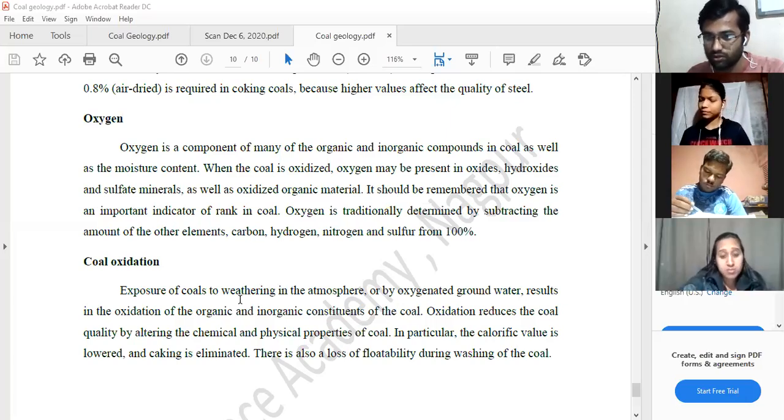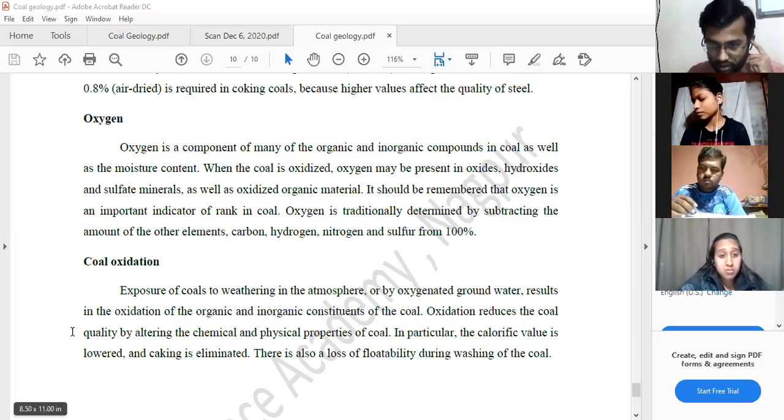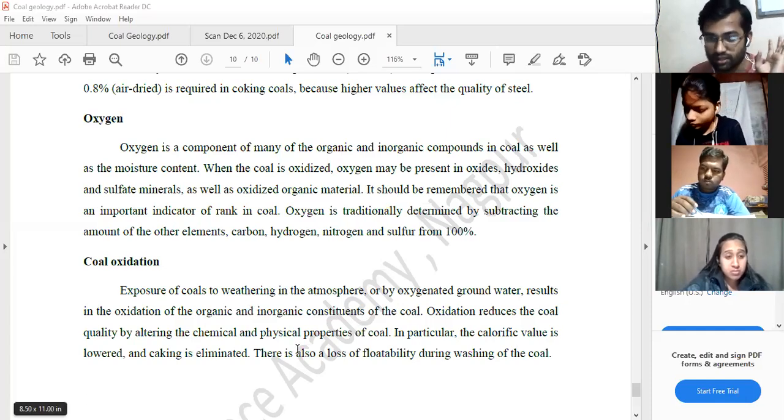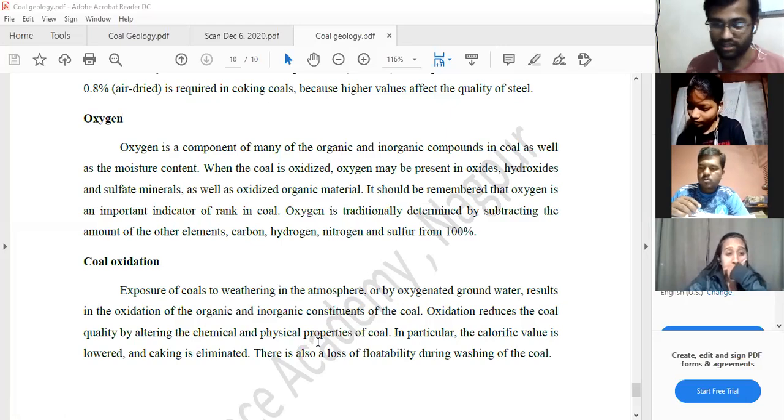Okay, so this coal oxidation is very dangerous. One thing, it is degrading the quality of coal. Also, due to the oxidation, the coal catches fire. And once a coal mine catches fire, it burns for 100 years, like in Jharia.